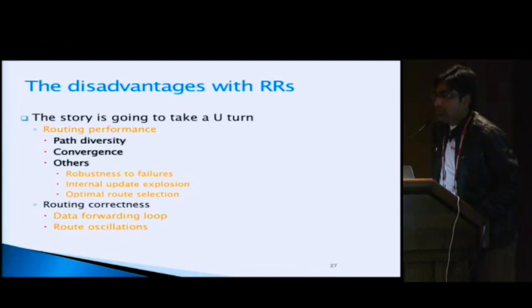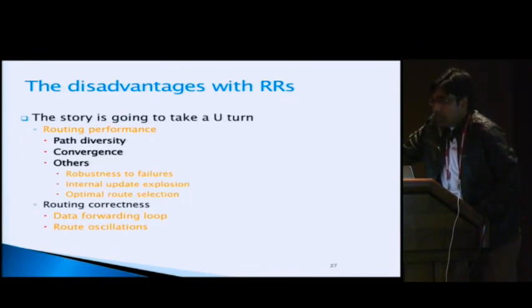So what is path diversity? Think about a large ISP. It will have customers, it will have peers, it will have the exchange points. So with large scale ISPs, you have different kinds of prefixes coming into your network. They may be from your customers, they may be from your peers, or they may be at the exchange point.